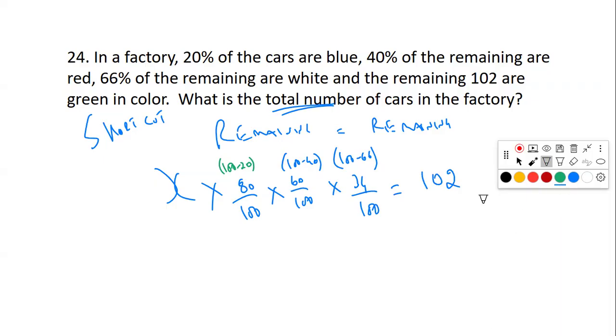So please try to get this step. Whatever is given, because I want the remaining, 100 minus 20 will be remaining. 40%, 100 minus 40 will be remaining. 66, 100 minus 66 will be remaining. So 80%, 60%, 34. 34 will go how many times here?